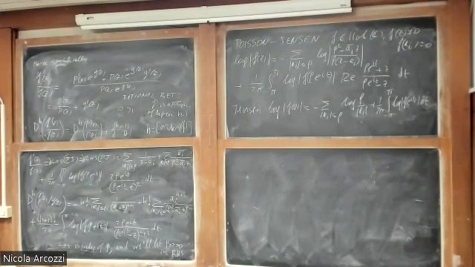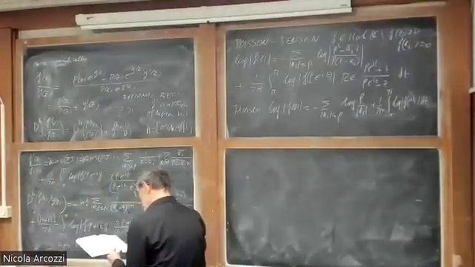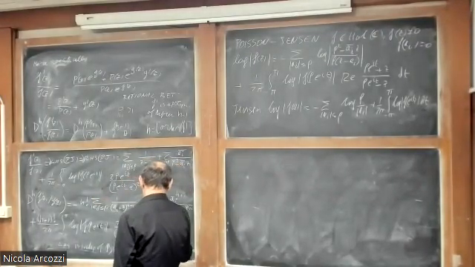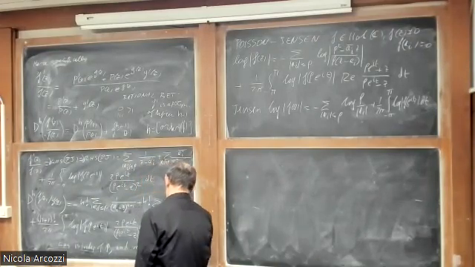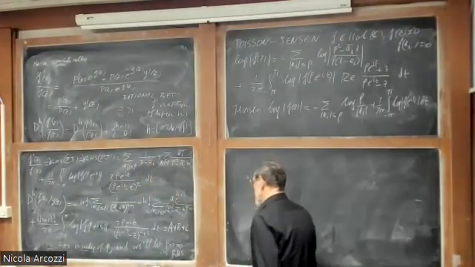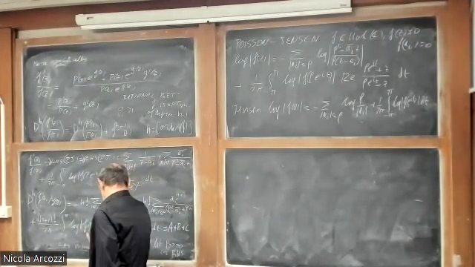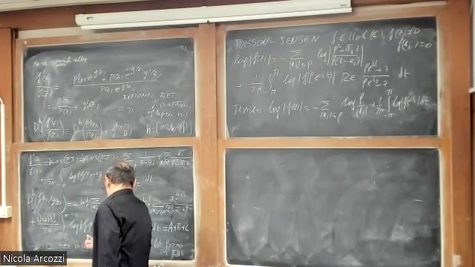Now, let's start with the integral term. Okay, so these terms, let's call them A plus B plus C. So let's start with the term C. In the term C, we have this line here. We would like to get something positive.